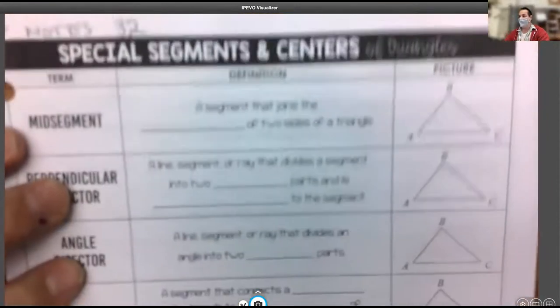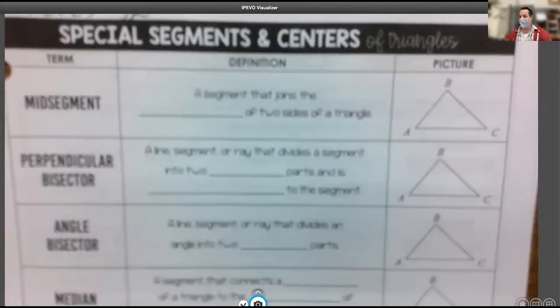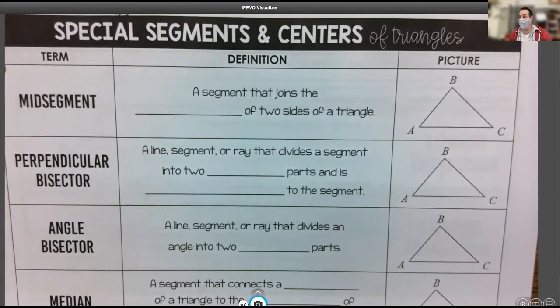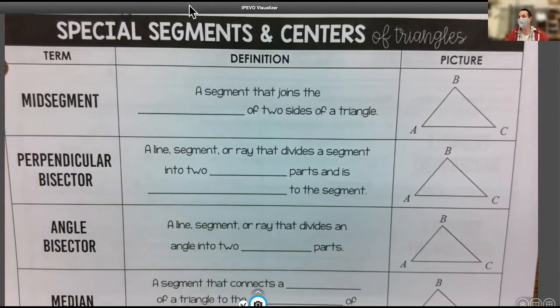All right, let's go to our notes and give it some structure here. By the way, you guys make an excellent TV audience. Okay. So here's our notes for the day.